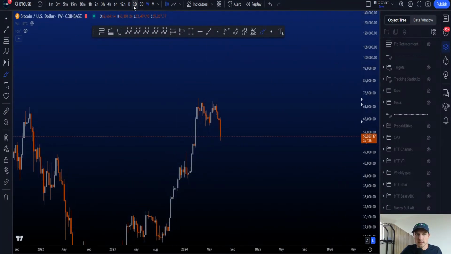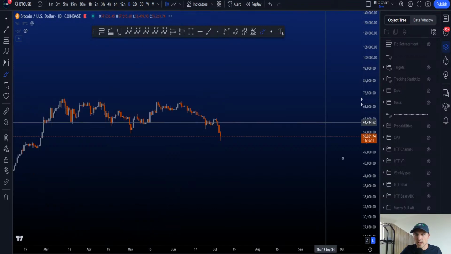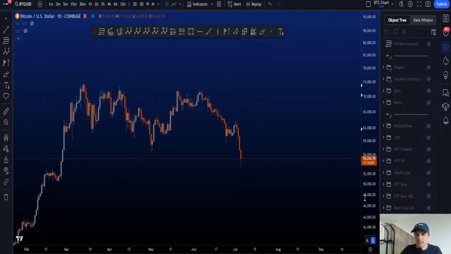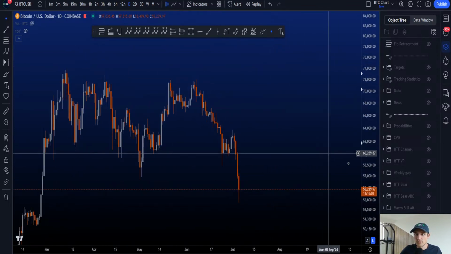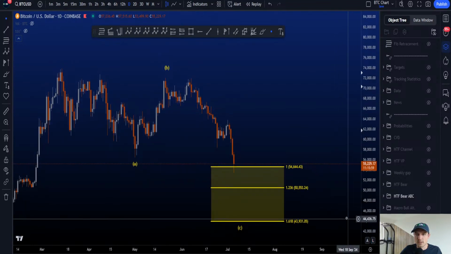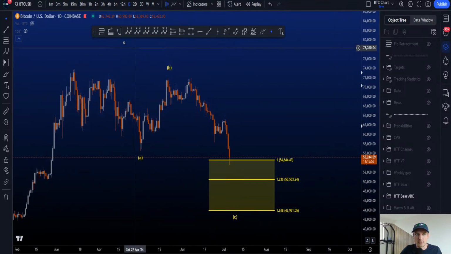And currently we are at 55K. We made a low here at 53.6K. Beautiful. Right, so in a bit more detail, this is the exact same scenario. And now it has a yellow color instead of a green color.